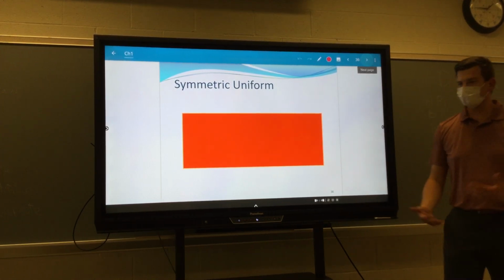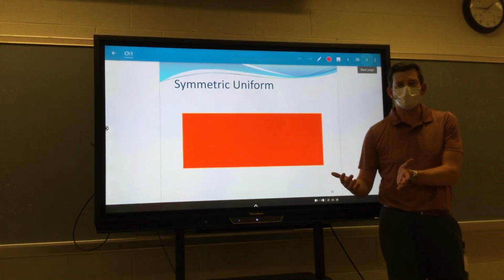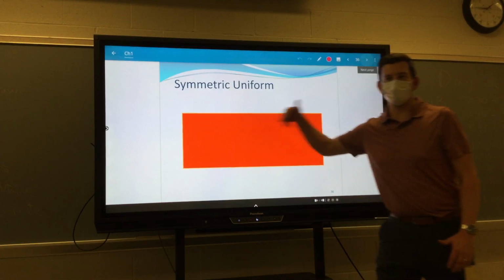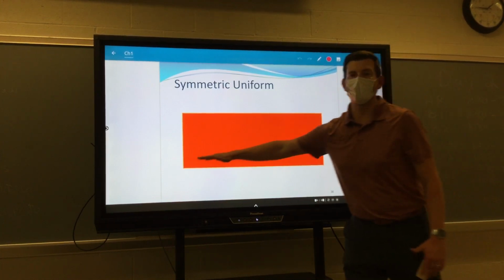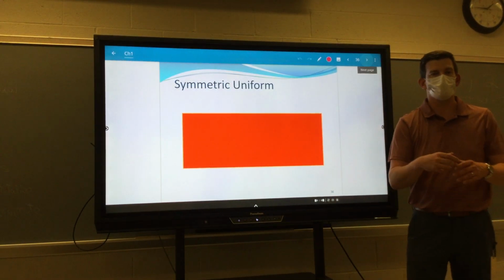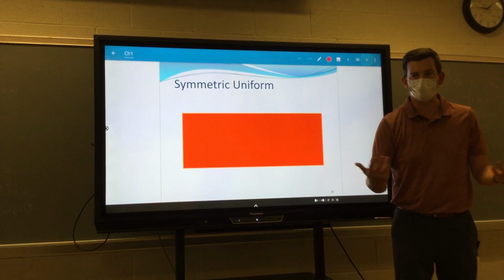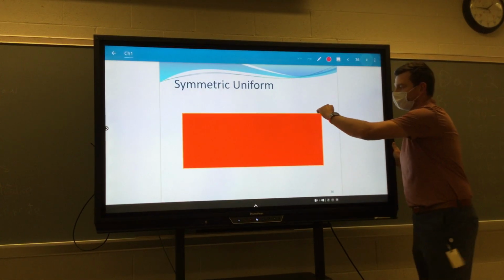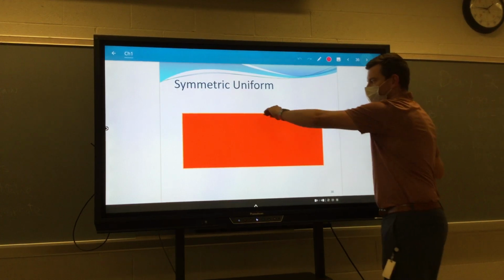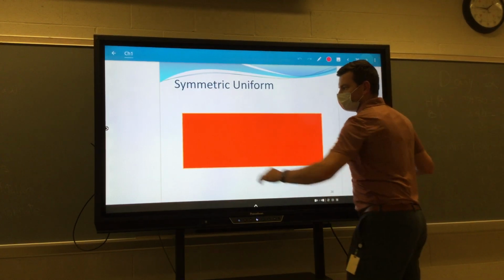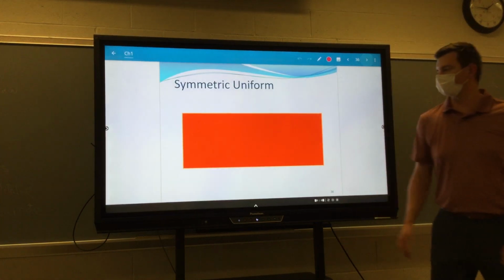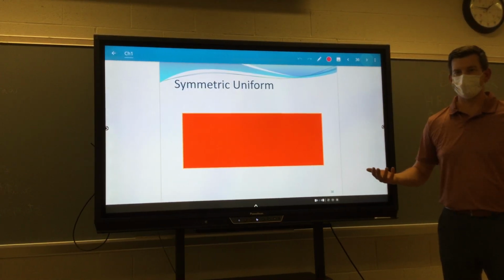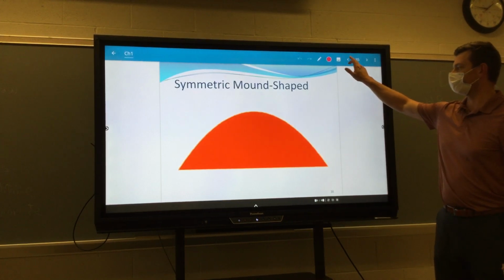Symmetric uniform distribution, we don't see this very much in the real world. But if you have even quantities going across the board, the height of this distribution is the frequency. How many do you see? So if you have the same number of people with really tall heights as people with middle of the road heights, as people with short heights, that would be a uniform symmetric distribution. That's not how it is in the real world.